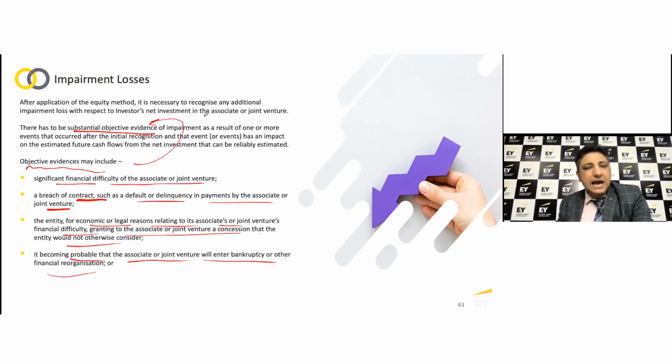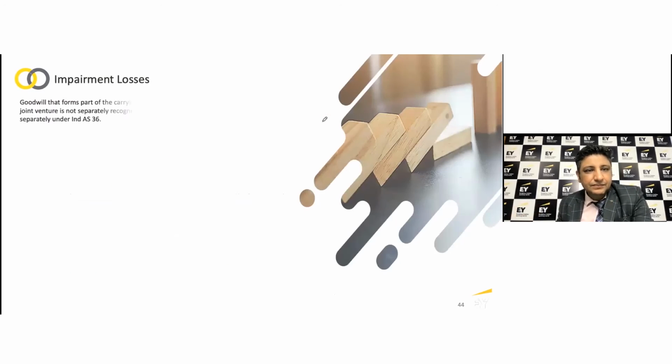What if the impairment happens? How do we deal with that? It's very straightforward accounting. We would simply recognize an impairment loss. And of course, the investment would be reduced to the extent of that particular impairment. Okay. And that's what it is.